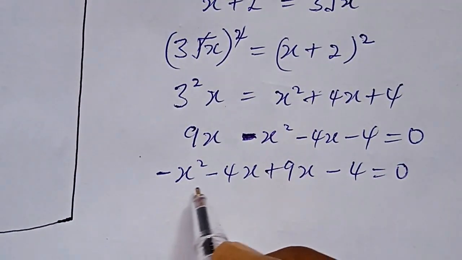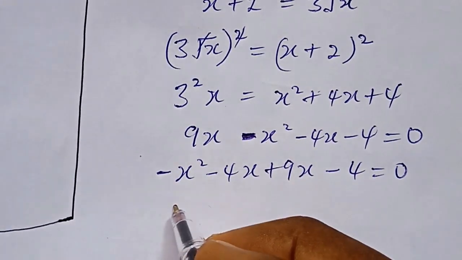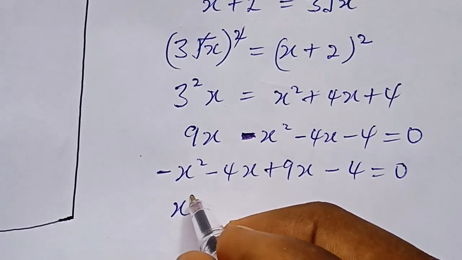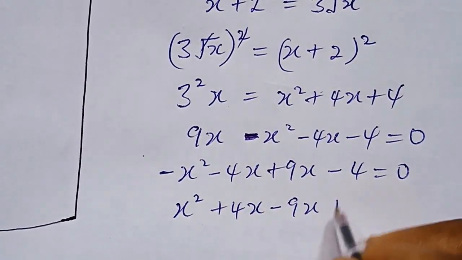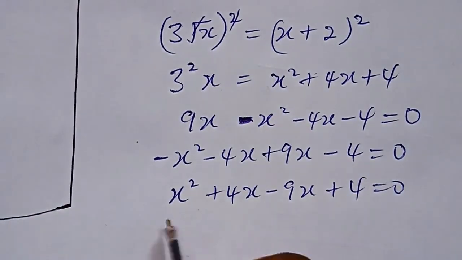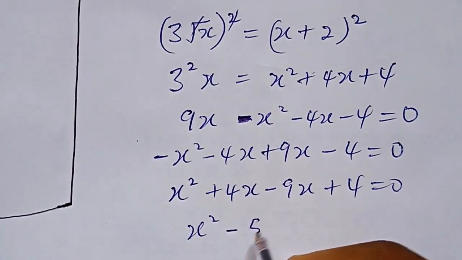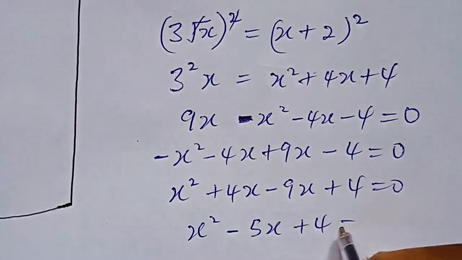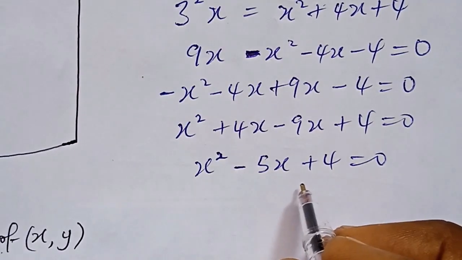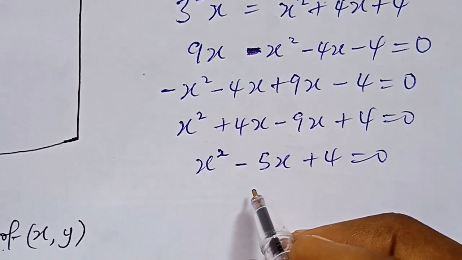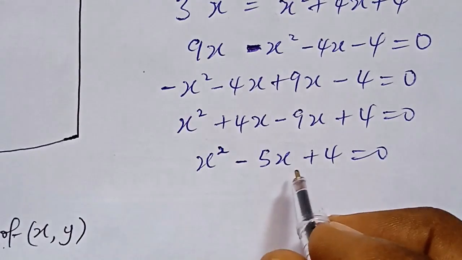So now we have to multiply by negative sign. This gives us x squared plus 4x minus 9x plus 4 equal to 0. So we now have x squared minus 5x plus 4 equal to 0. This is a quadratic equation. So we need to factorize this quadratic equation.